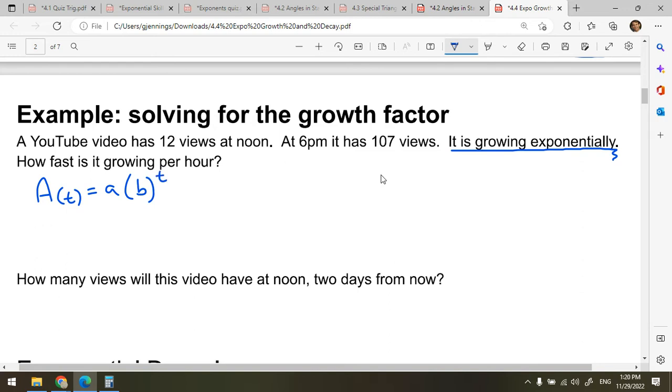But here the only thing I have is the initial amount. There are initially 12 views at noon. Noon is our time 0. T equals 0. That's when we start the stopwatch. It's going to make our math the simplest. This is A.